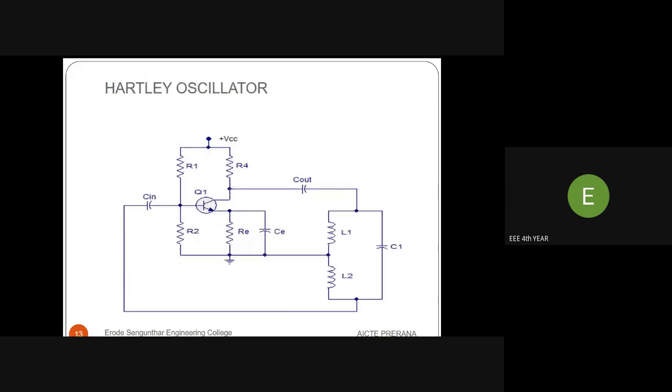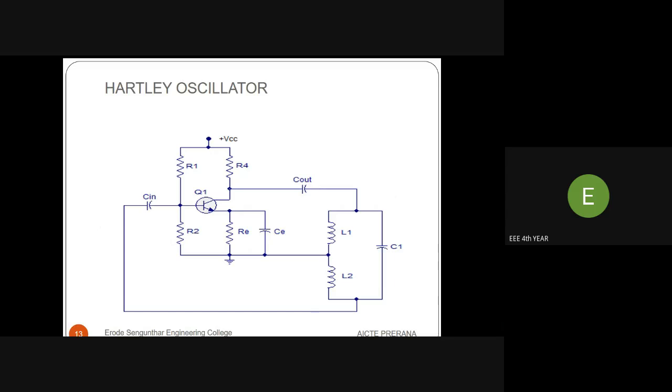The LC oscillator can be classified based on their feedback circuit: Hartley oscillator, Colpitts oscillator, and Clapp oscillator. Now let us see the Hartley oscillator. The Hartley oscillator consists of one amplifier circuit and one feedback circuit.